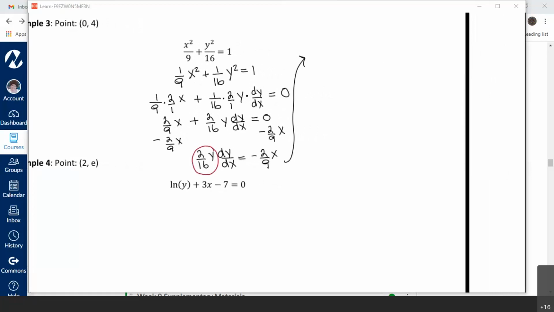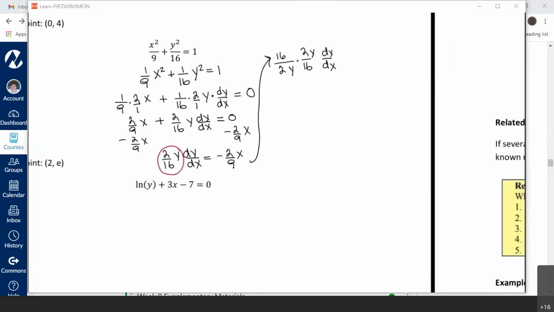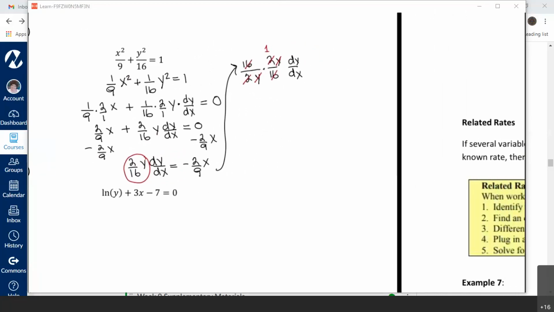Okay. Well, dividing by y is no big deal. But if I want to divide by 2/16, the easiest way to do that is to multiply by the reciprocal. So think about it like this. And then I'm going to divide by y. All right, so here's the left side. Okay, I just want to show you that it works. Notice the y's cancel, the 2's cancel, the 16's cancel, and I'm left with 1. Okay, when they cancel out, they don't become zeros, they become 1s.